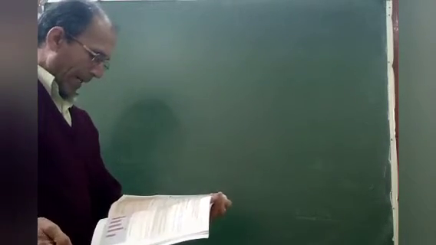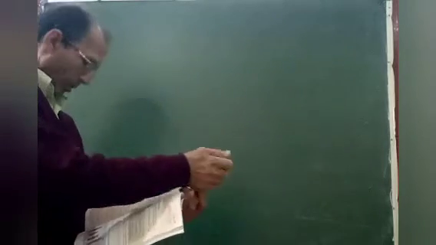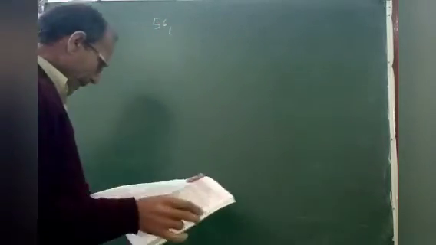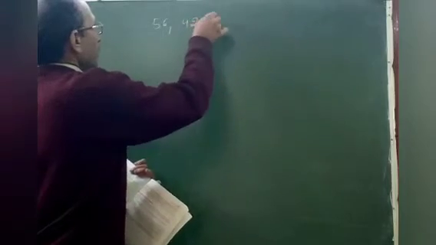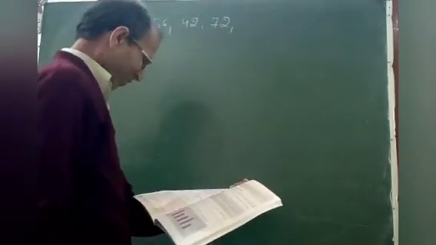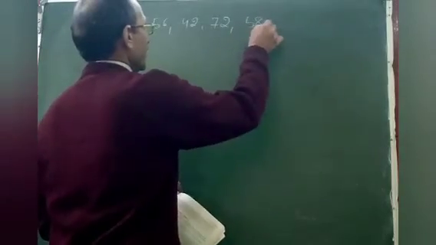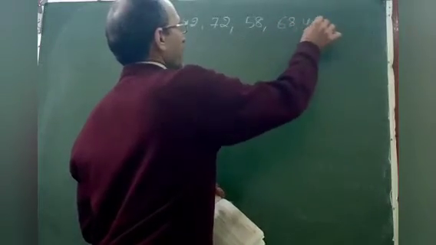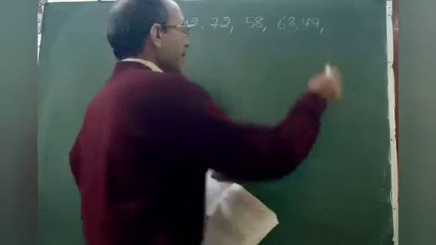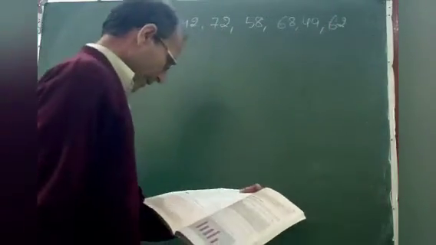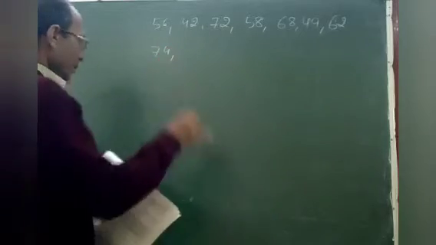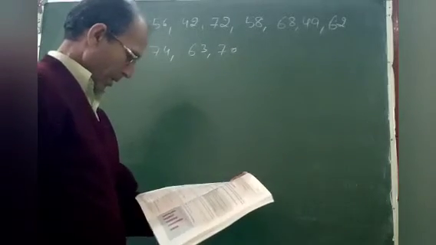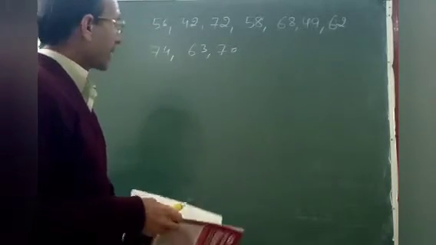The following are the heights of 10 trees measured in meters. So, what is the height? First is 56 meter, second is 42, 72, 58, 68, 49, 62, 74, 63, 70. So we have to find the height of the tallest tree.